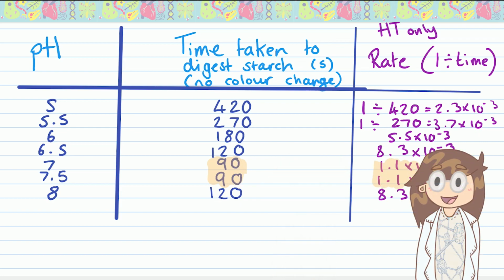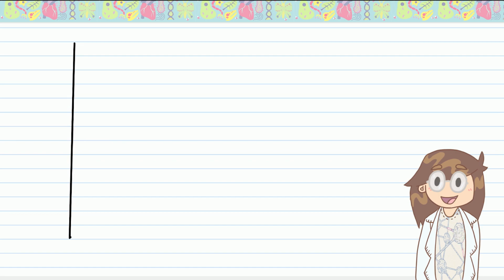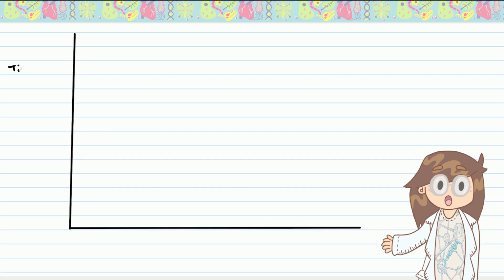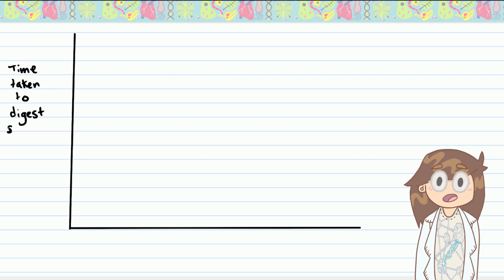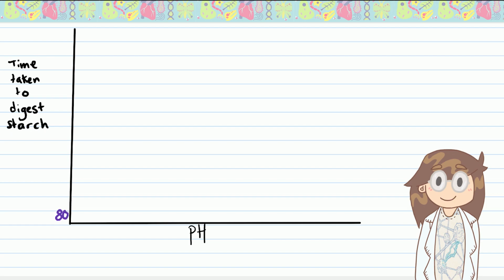But are we sure that's the optimum? A way you can work out optimums, or have the most educated guess you can, is by looking at a graph, everybody's favourite. So if we're looking at this sketch graph, we're going to put time taken to digest starch on our y-axis, pH on our x-axis, and I'm going to just guesstimate here what the trend would look like. So we've got numbers going down and then it goes slightly up again. As the gradient is going down, that means that the reaction is speeding up. So the higher the line is, the slower it is.